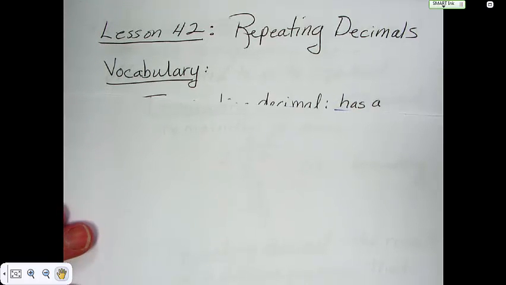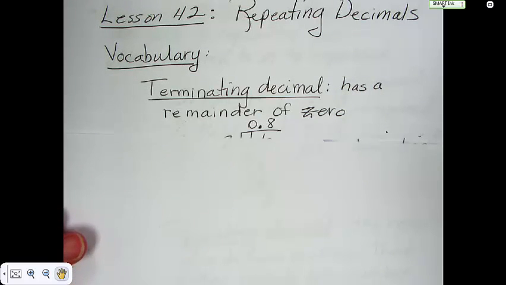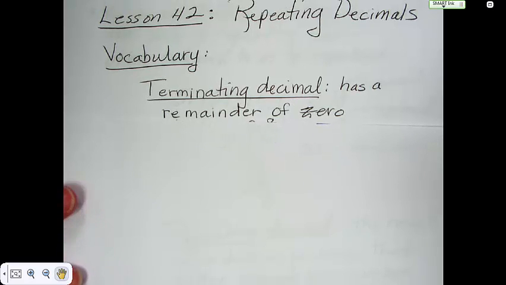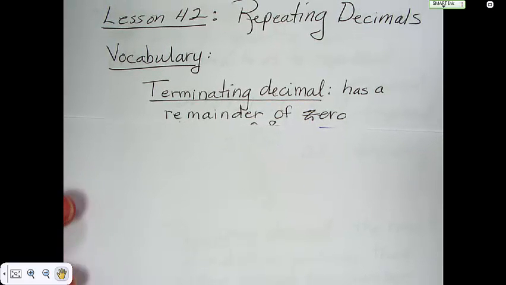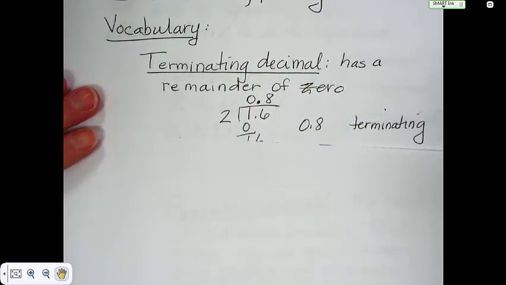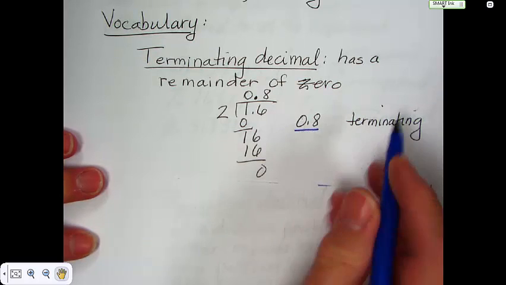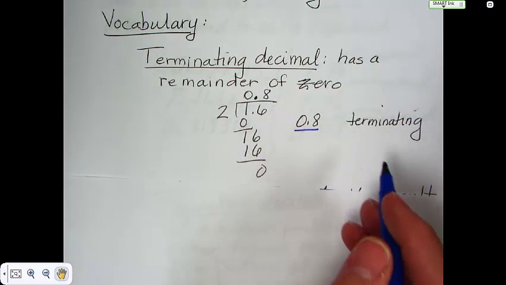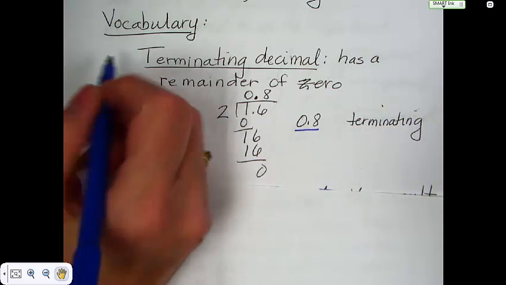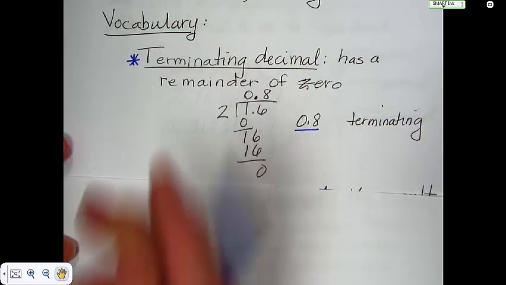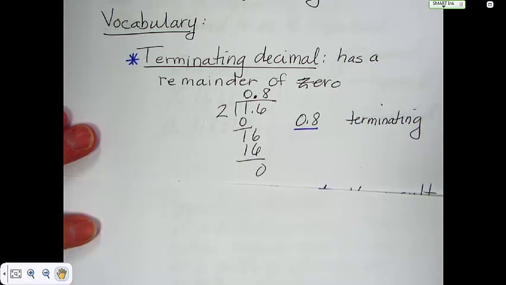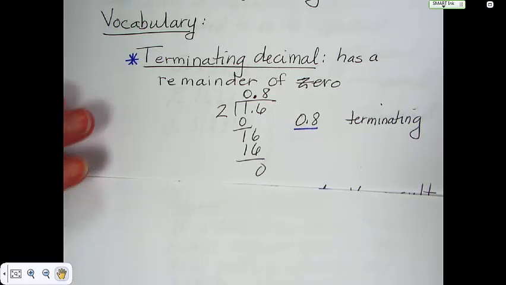So, got a little vocabulary that we'd like you to write down here. A terminating decimal has a remainder of 0. So if you do the division, the remainder works out perfectly. There is no repeating decimal. It's terminating, or you can say it stops. It doesn't go on. That's what we call a terminating decimal. Now, today we're really focused on repeating decimals, but we have to know the difference between the two.